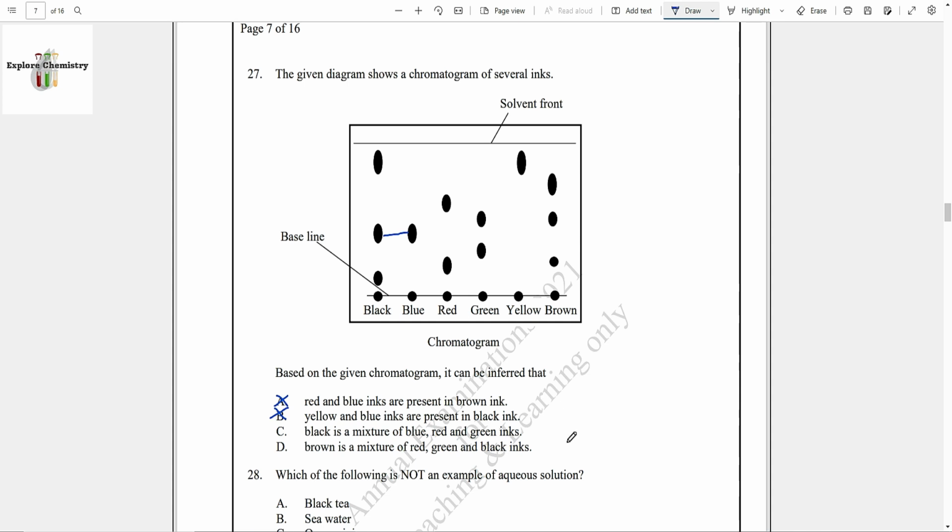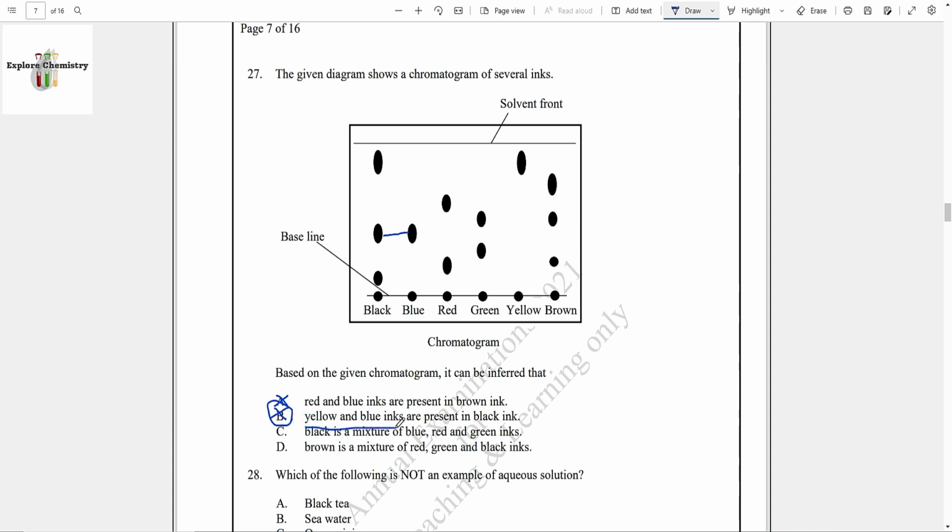Brown says red, green and black inks. Brown is a mixture of red, green and black inks. No, this is also wrong. Actually the correct answer will be option B.